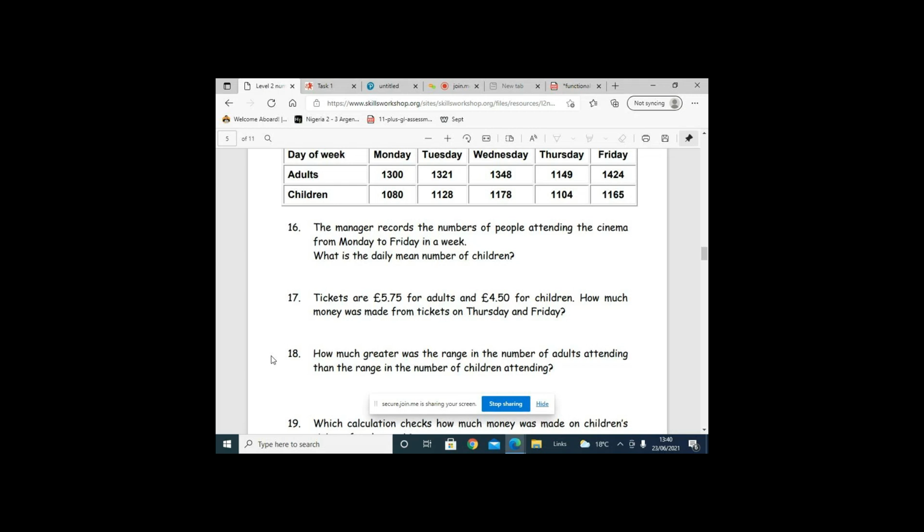So what's the range for adults? What did I tell you? You have to calculate range. How do you calculate range? Highest minus lowest. Yes, highest minus lowest. So the highest value there is 1,424.